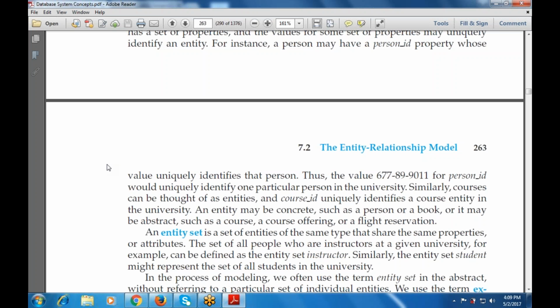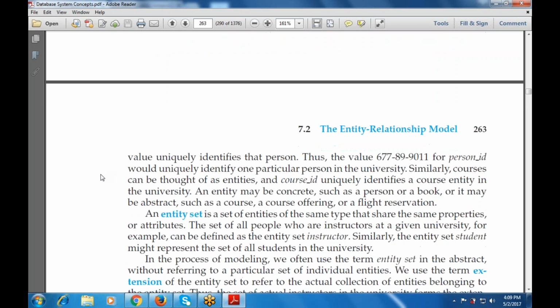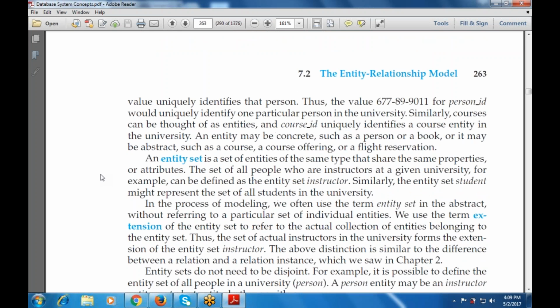Similarly, the student entity set might represent the set of all the students in the university. In the process of modeling, we often use the term entity set in the abstract without referring to a particular set of individual entities. We use the term extension of the entity set to refer to the actual collection of entities belonging to the entity set. Therefore, the set of actual instructors in the university forms the extension of the entity set instructor.